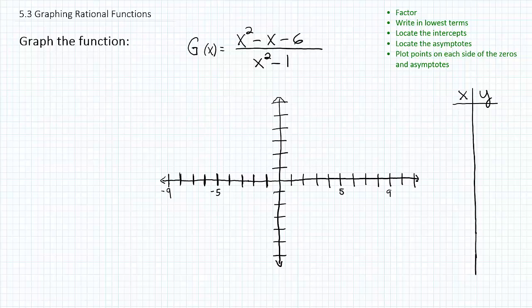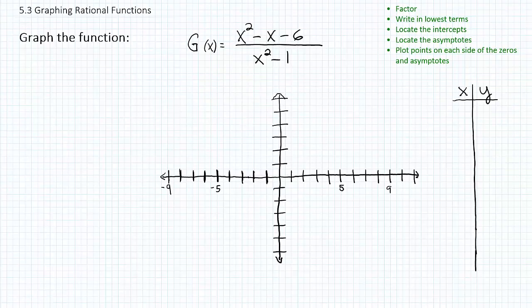Graph the function. All right, so we have g of x is equal to x squared minus x minus 6 over x squared minus 1. All right, so what we want to do is first factor both the numerator and the denominator of the function.